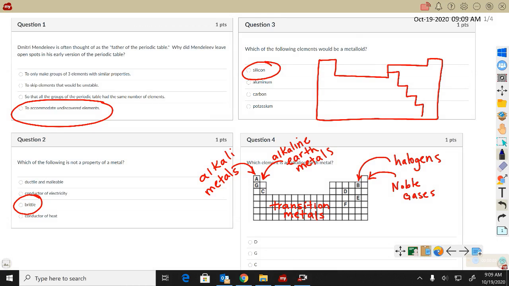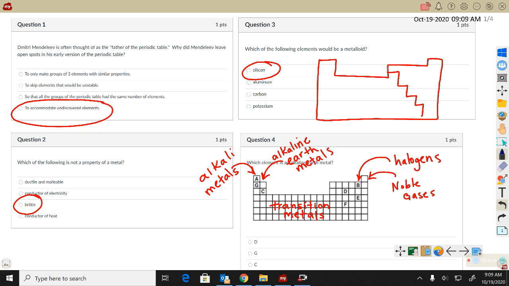Here are the answers to the quiz on experiences 1 and 2 on the periodic table. The first question, Dmitri Mendeleev is the father of the periodic table. He was the first to really start organizing the elements and focusing on their properties, at least ones that they knew of at the time.